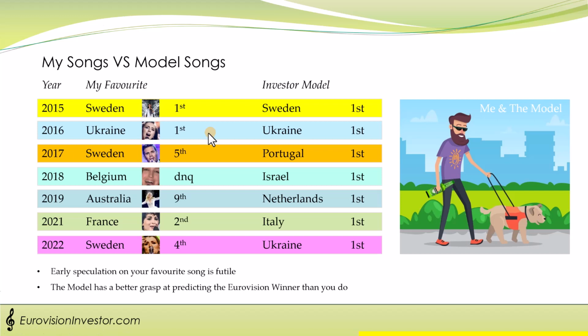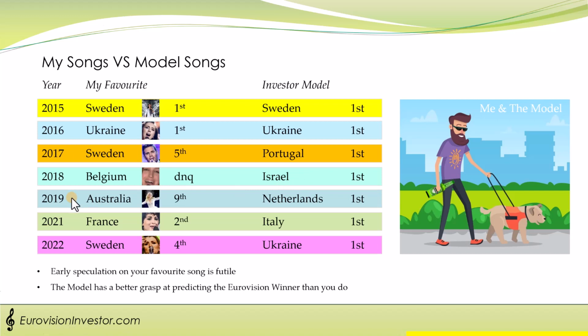But unfortunately, 2017 and onwards, this is where things go downhill for me. 2017, my favorite song was Sweden. Sweden came fifth. The investor model aced it with Portugal. Portugal came first. 2018, my favorite song was Belgium. I absolutely loved that haunting Bond-esque ballad. Unfortunately, they didn't even qualify. The investor model saved the day with Israel. Israel came first.